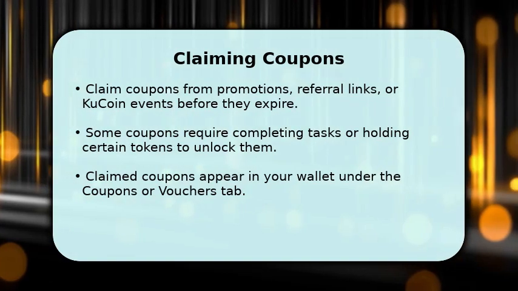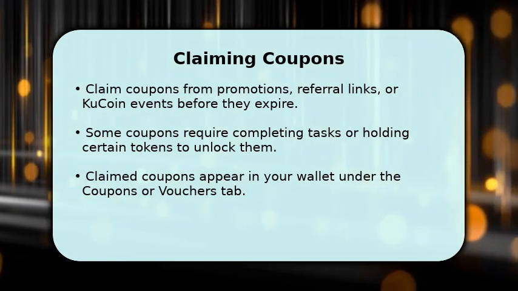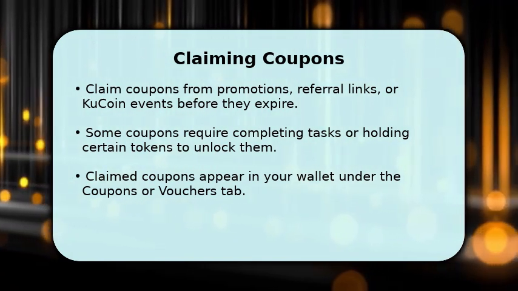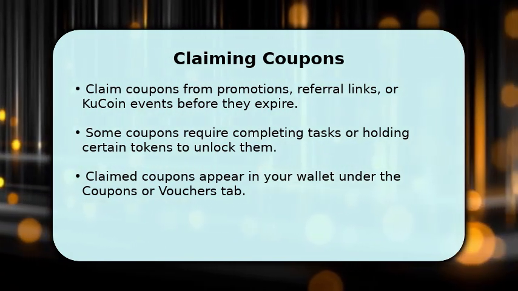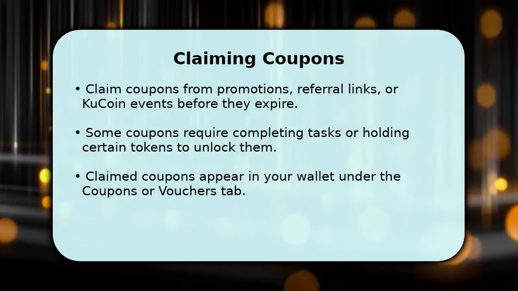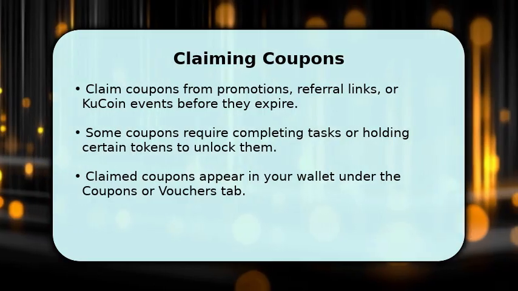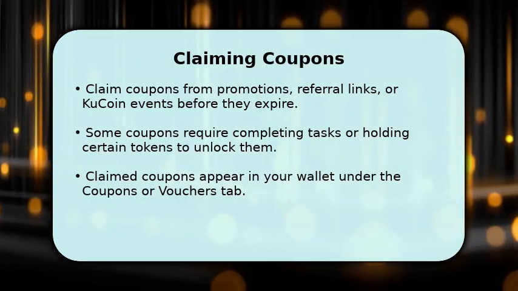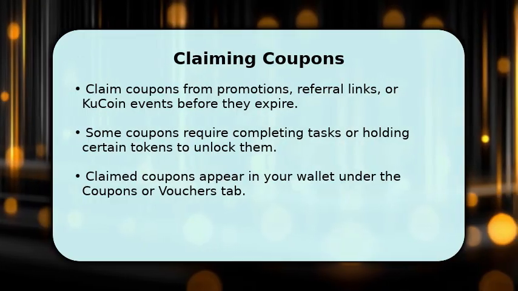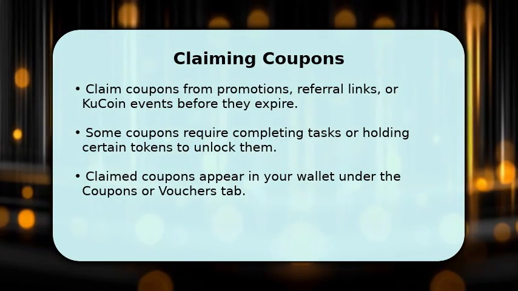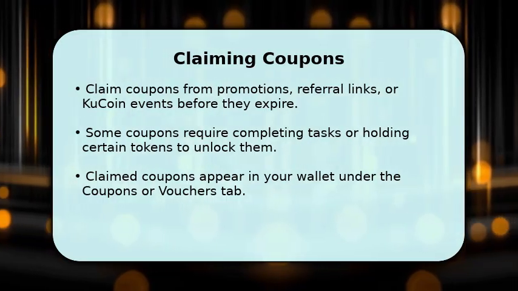To claim coupons, visit the promotions page or accept offers in your account and complete any required tasks to unlock them. Keep an eye on eligibility rules, minimum trade sizes, and token holding requirements so you meet conditions. After claiming, verify the coupon details in your wallet and note the expiration date so you can plan trades that use the benefit before it expires or becomes invalid.